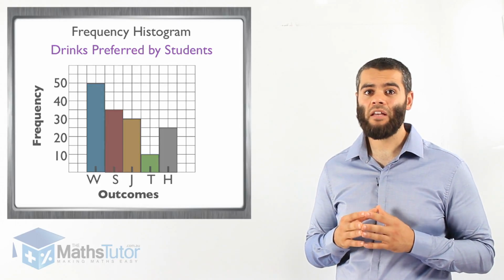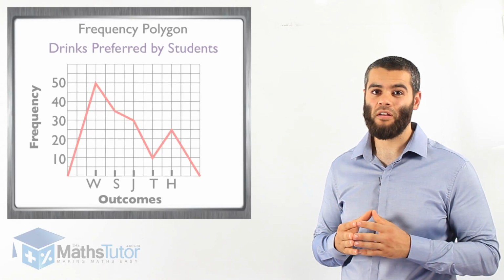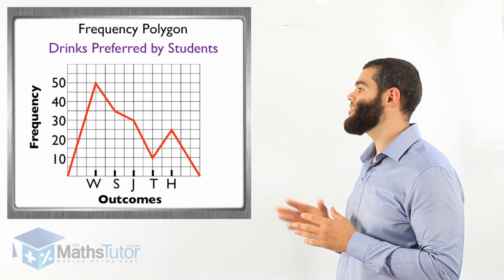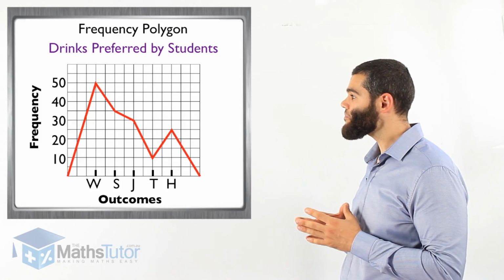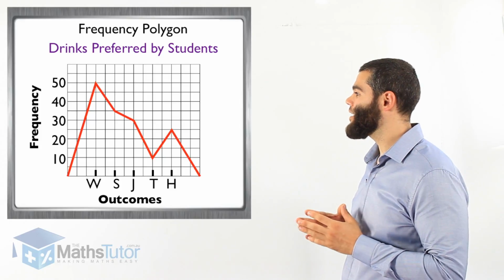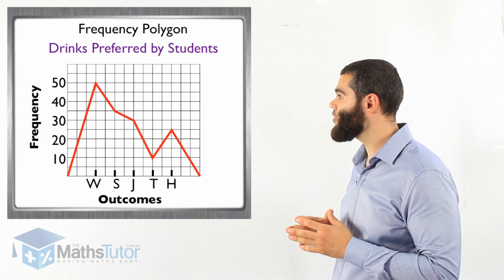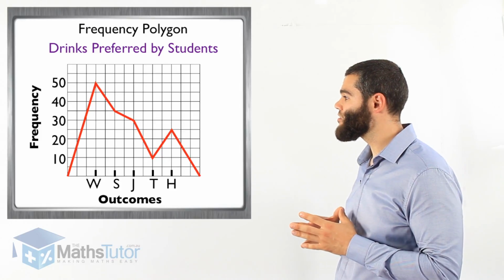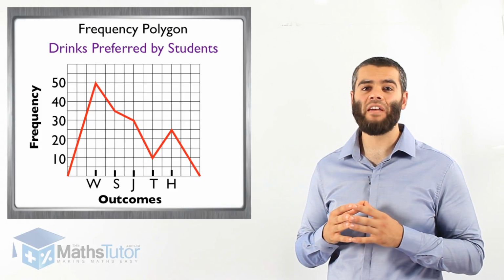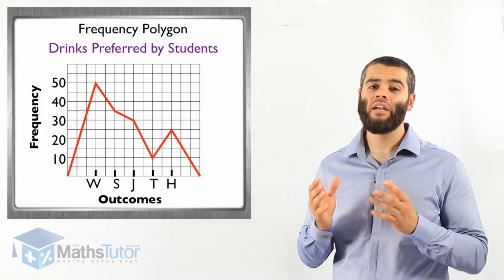Another type of display is called the frequency polygon. It is actually a line graph. The frequency polygon is a line graph. Again, W we can see at 50, it hits the peak. And then we have S for the soft drink, J for the juice, T for the tea, and H for the hot chocolate. We can see it follows the same pattern as the column graph, but it is a line graph.